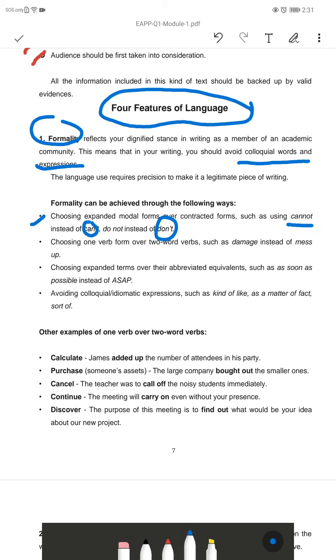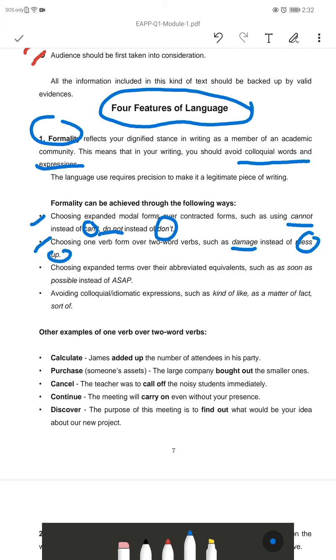the complete forms of the words. So instead of saying can't, you could put there cannot. Instead of writing don't, you should write do not. So that's one way of achieving formality. Another is by choosing one verb form over two word verbs, such as damage instead of mess up. So you should use damage and not mess up.